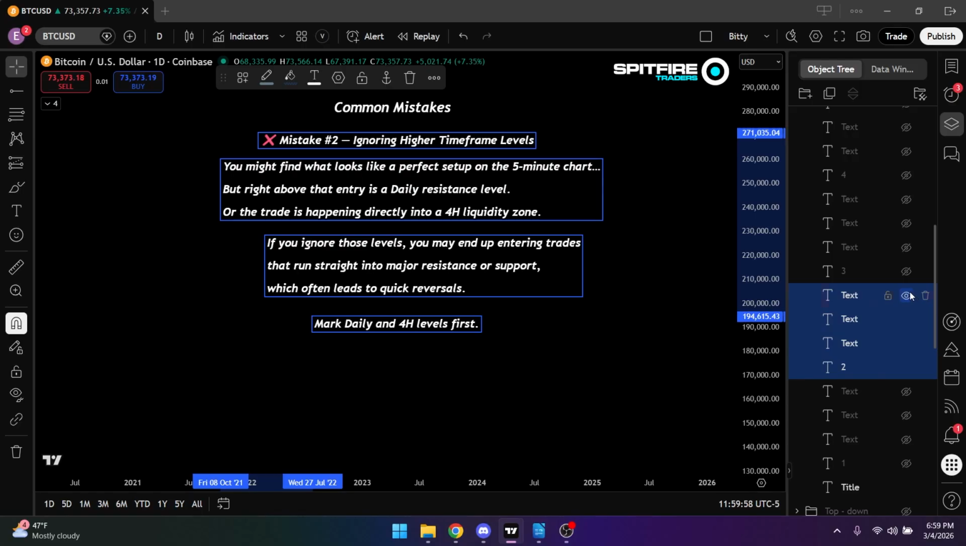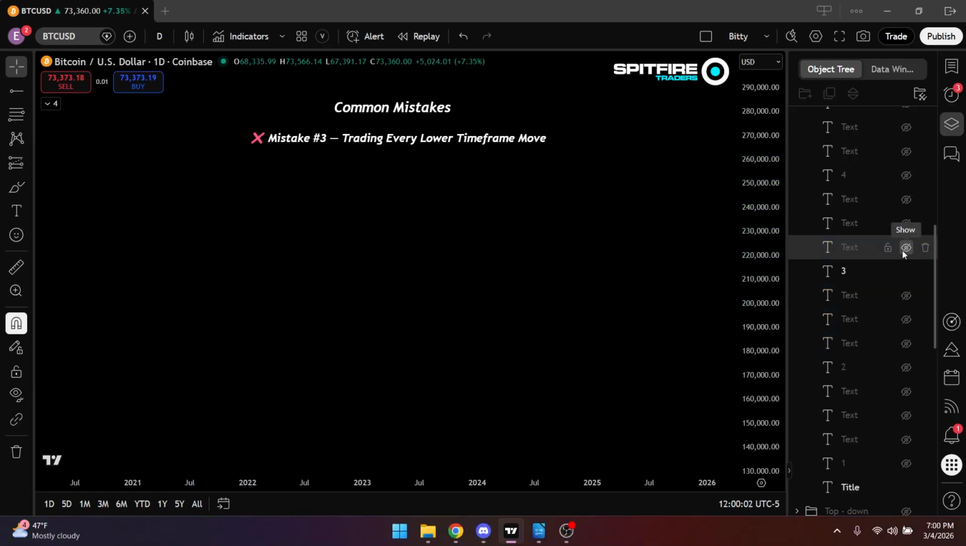Mistake number 3. Trading every lower timeframe move. Once you learn about lower timeframe entries, another mistake appears. You start trying to trade every small movement you see. But the lower time frame will always show constant moves.